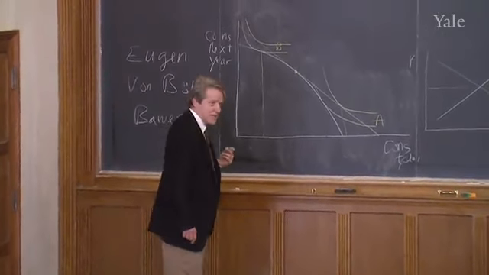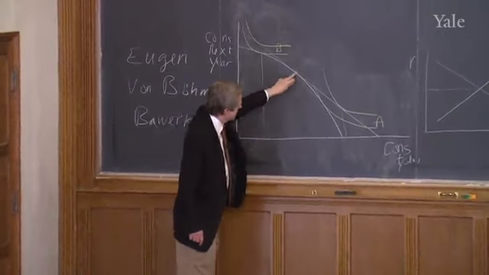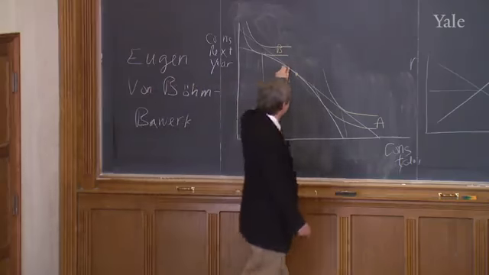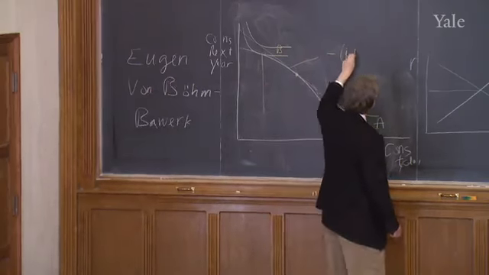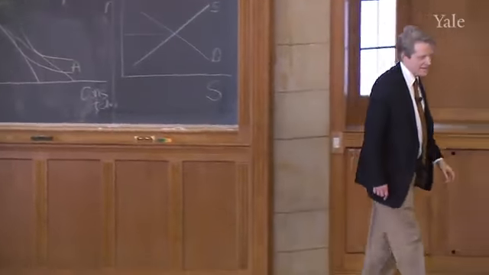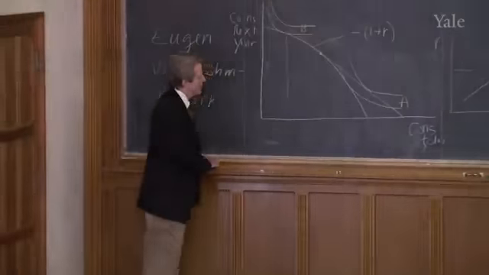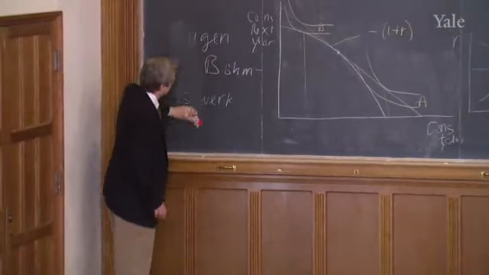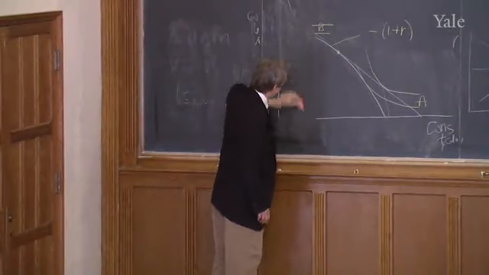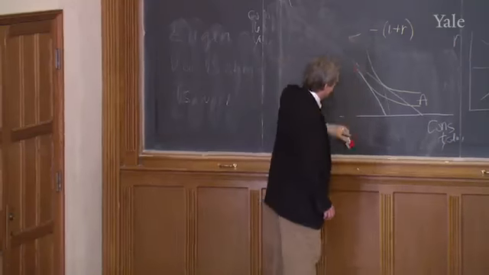And what is the interest rate in the economy? The interest rate is the slope of this line. Well, the slope of this line is minus 1 plus the interest rate. So that is the Fisher theory of interest. Let me move on to what I said I would talk about, namely different kinds of bonds and present values.